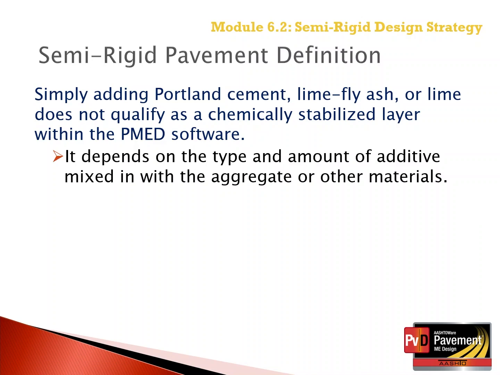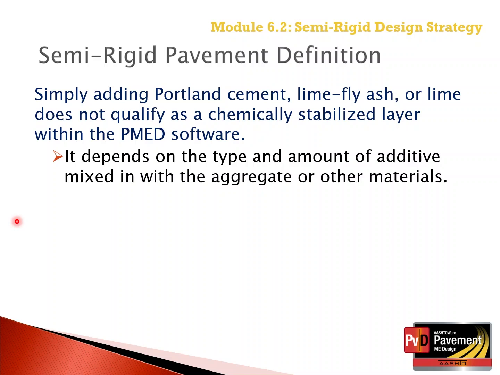However, simply adding Portland cement, lime, or lime fly ash combinations does not mean that that pavement would qualify as a semi-rigid pavement. In other words, simply adding cementitious material would not qualify as a chemically stabilized layer within the Pavement ME design software. It depends on the type and amount of additive mixed in with the aggregate or other materials.